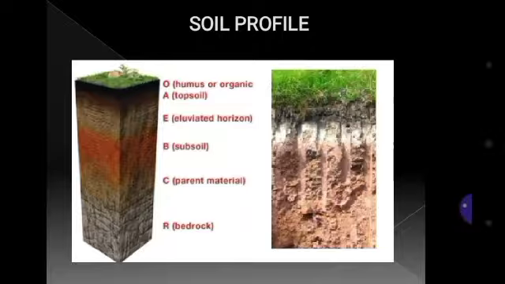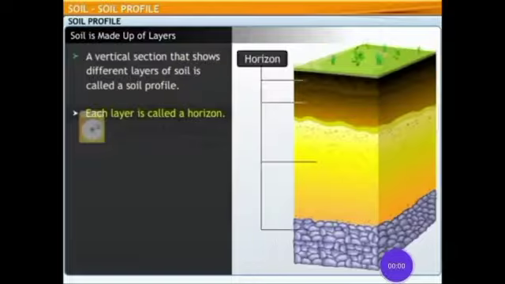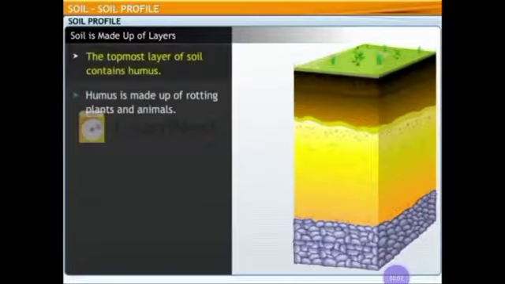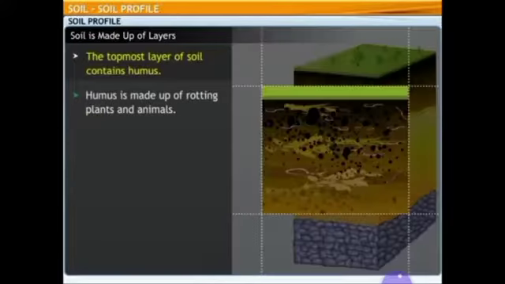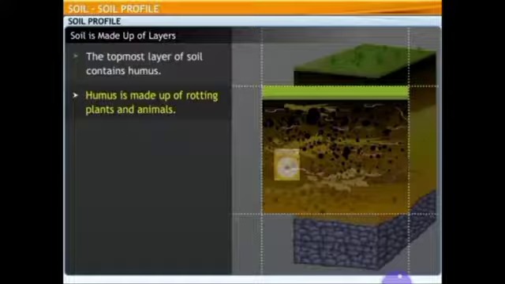If we dig down straight into the soil, we will see a number of horizontal layers. These layers are referred to as horizons. You can see in the picture O horizon, A horizon, E horizon, B horizon, C horizon and R horizon. You can see in the picture the topmost layer, that is green or dark in color. This layer is called the O horizon or ground level, where plants grow and animals live.